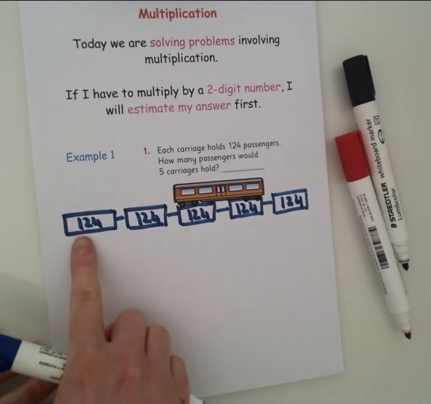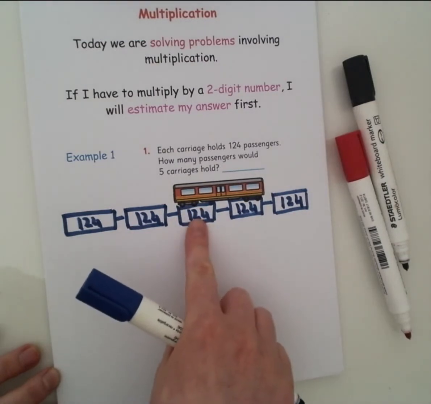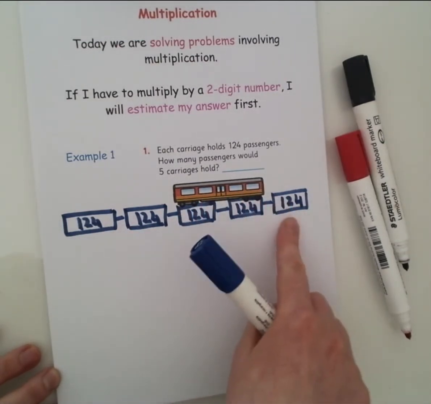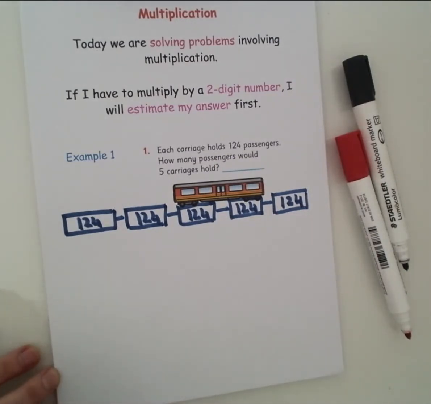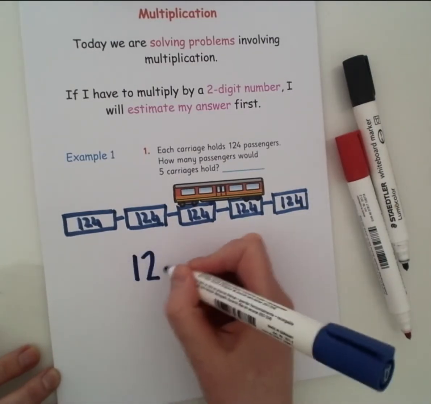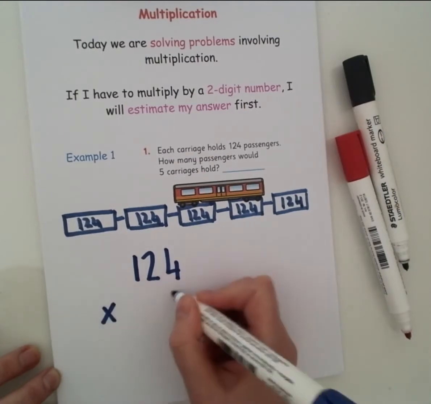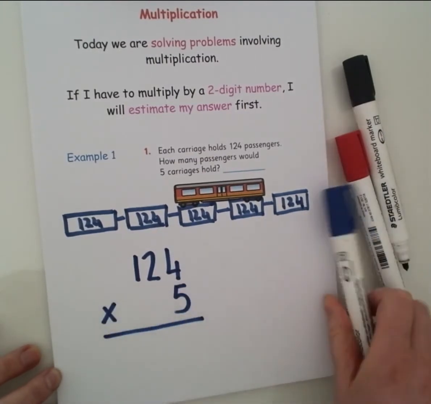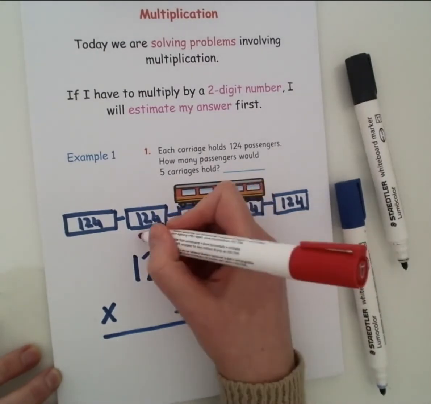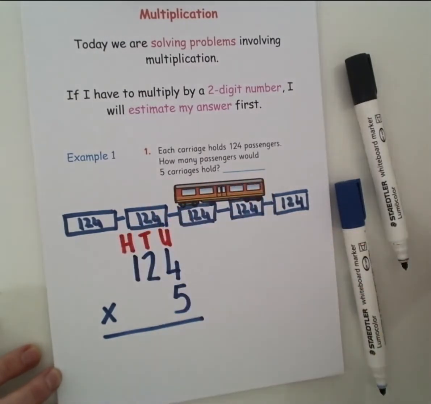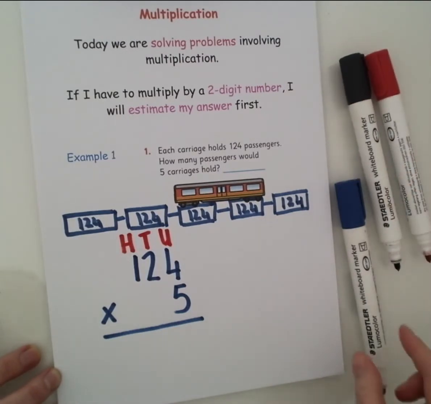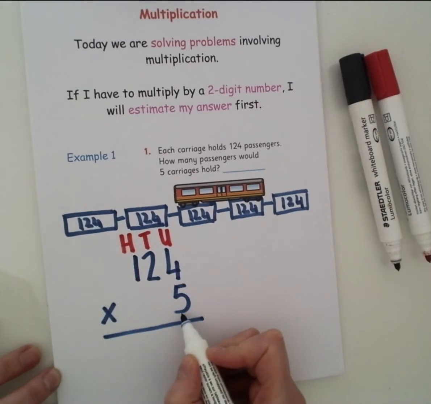Now I could add 124 plus 124 plus 124 plus 124 plus 124, which is repeated addition. But I know this takes a long time, and the quicker way to do it is to use the vertical method. So that's what I'm going to do. So I'll set my sum up for the vertical method. So it's 124 multiplied by 5. Then I'm going to write in my place value names, so units, tens, and hundreds. So now my sum is ready for multiplication. And because I'm multiplying by a one-digit number, I don't have to estimate my answer first.